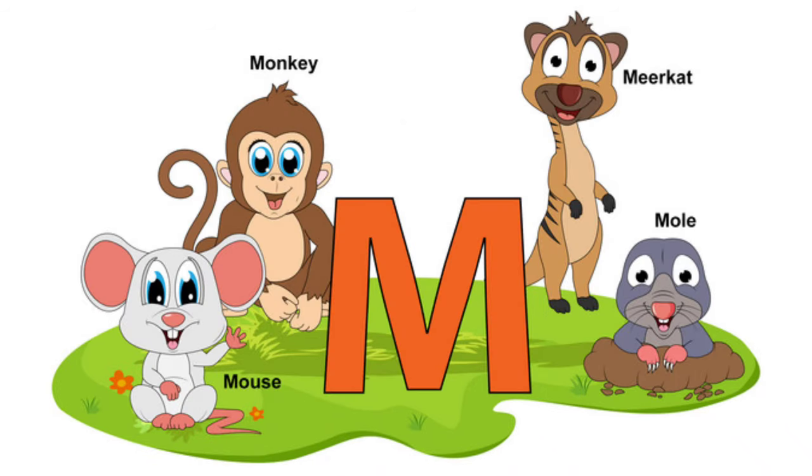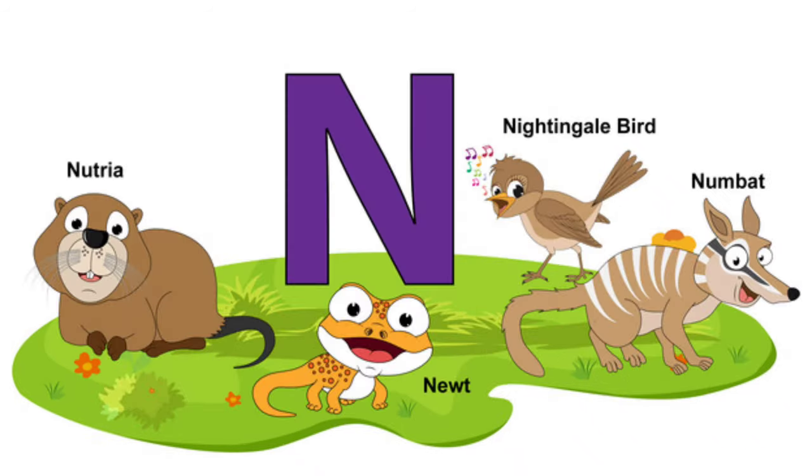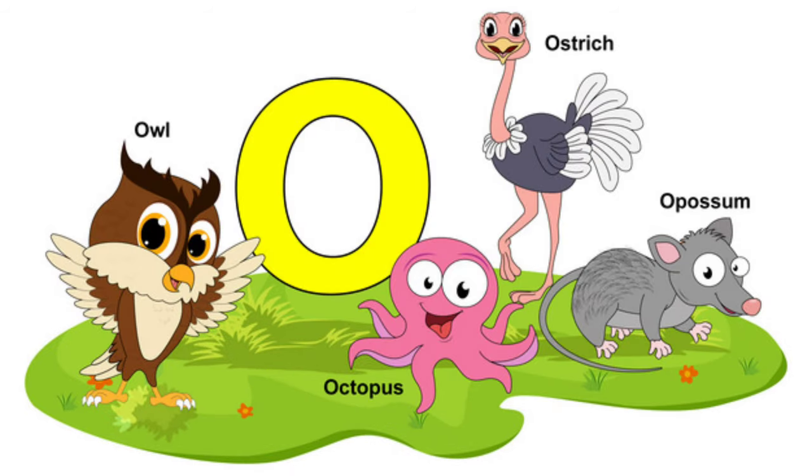M for monkey, M for mouse, M for mole, M for marquet. N for notoria, N for newt, N for numbat, N for night angel bird. O for ostrich, O for opossum, O for octopus, O for owl.